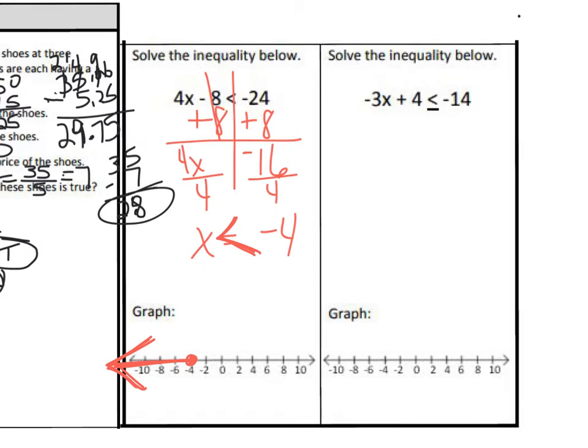Okay, let's look at the next one. It says solve, and it should be open circle, not closed circle. So open circle. Okay, solve the inequality below. So you have negative 3x plus 4 is less than or equal to negative 14. So again, we're going to start by doing what?